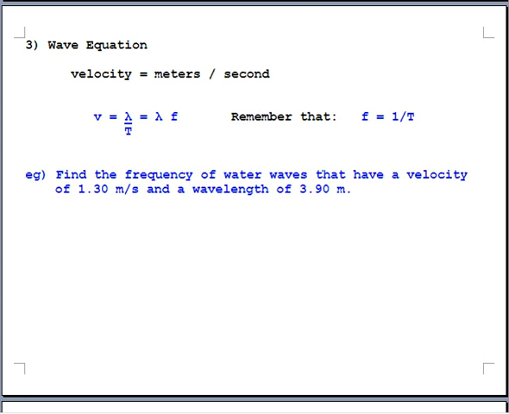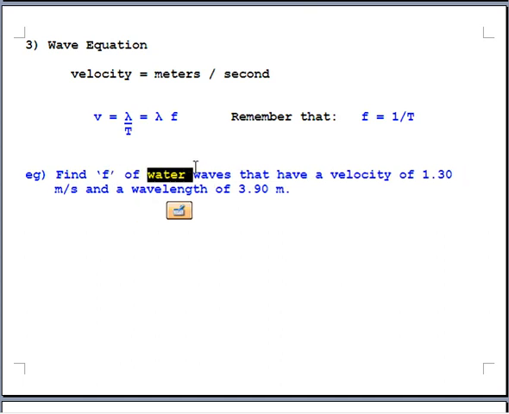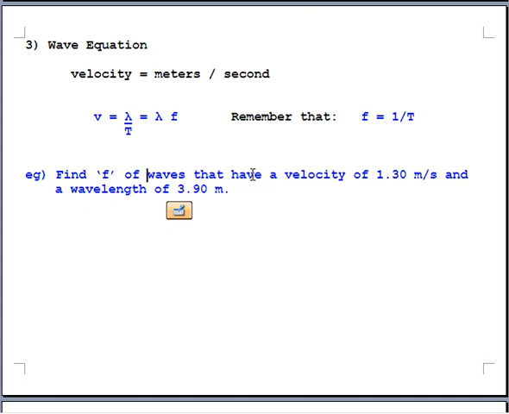So let's try one here. Don't feel like you need to write that word for word. Like instead of saying find the frequency, don't write all that. Just say find f of some waves. Doesn't matter that they're water waves.